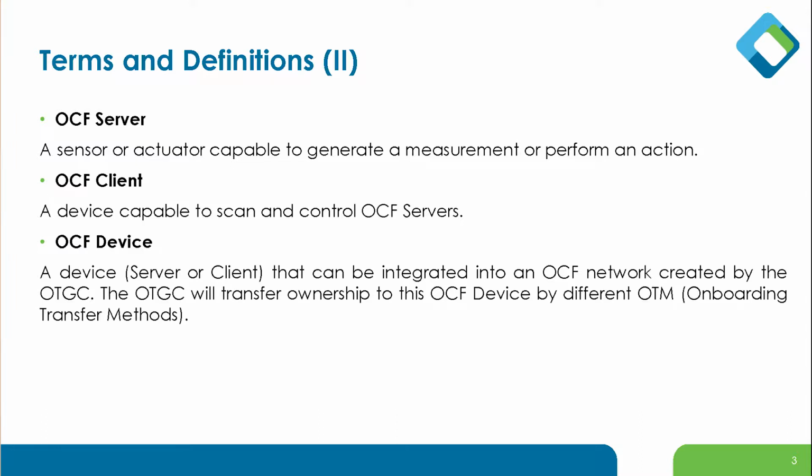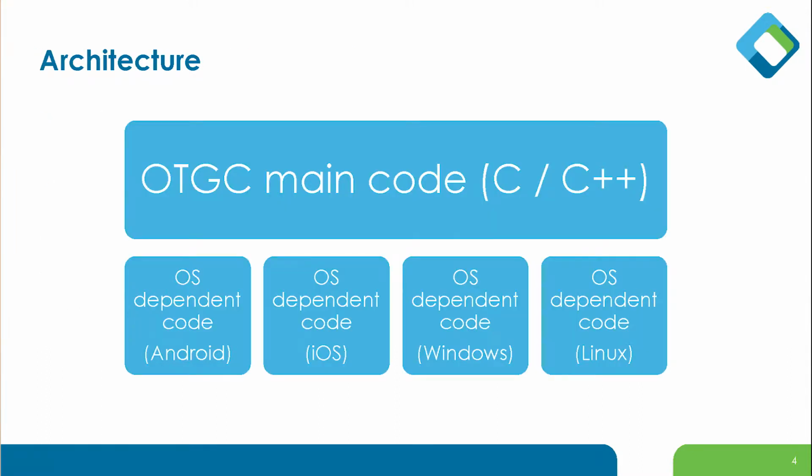The OTGC will transfer the ownership to the OCF devices by different OTM, or onboarding transfer methods, which basically are just work, PIN-based, or user credentials. The general architecture of the OTGC is one main part, coded in C and C++ with different components, dependent code for Android, iOS, Windows, and Linux. Windows is Universal Windows Platform.